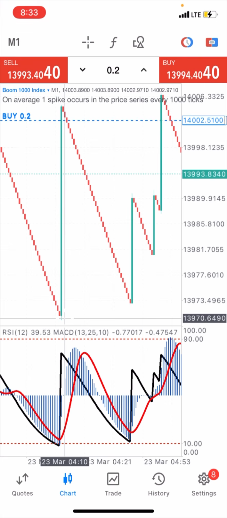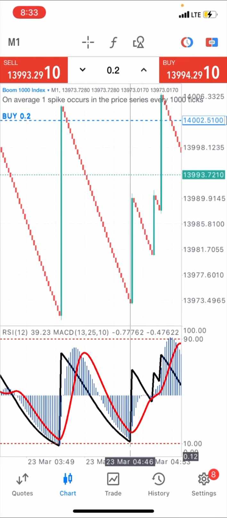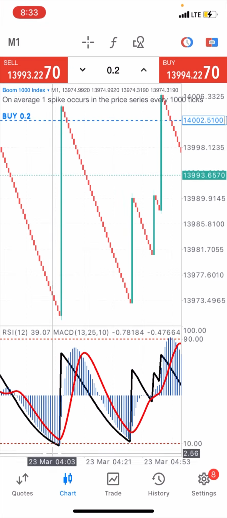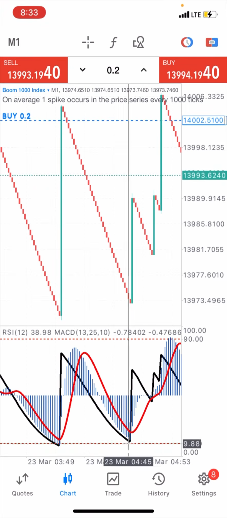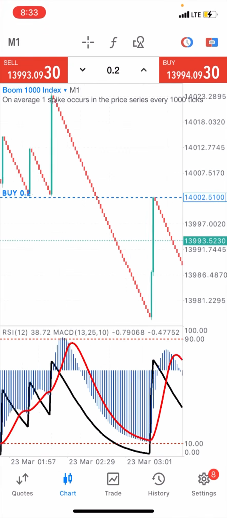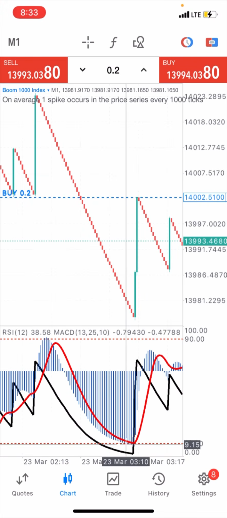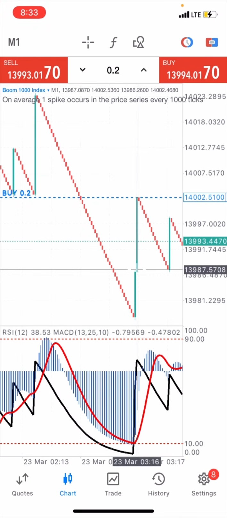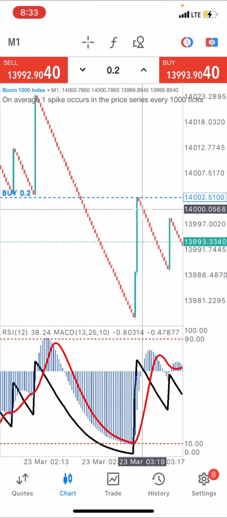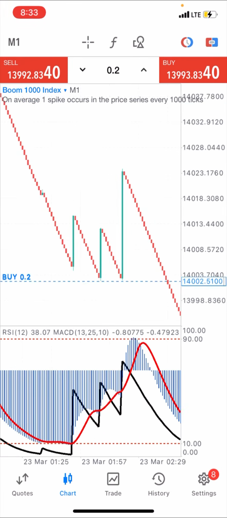another area where the spike happened after the crossing. You see, this is it. And remember that the crossing has to happen right around this level. You see, there was a crossing here, and then this first spike, and then the second spike. So after this first spike would have been an entry, and then the second spike would have been your profit.